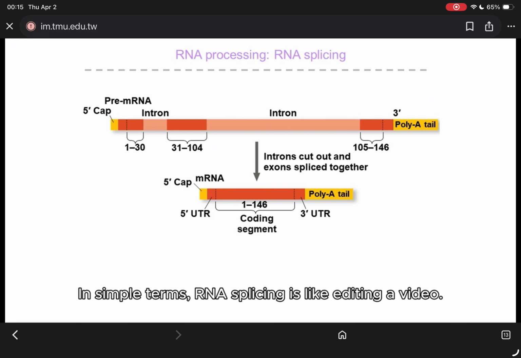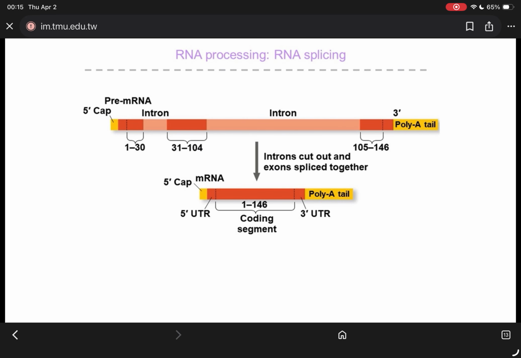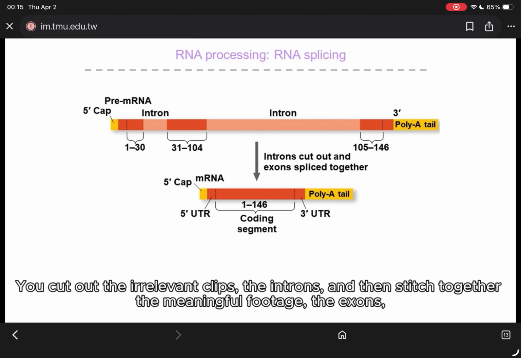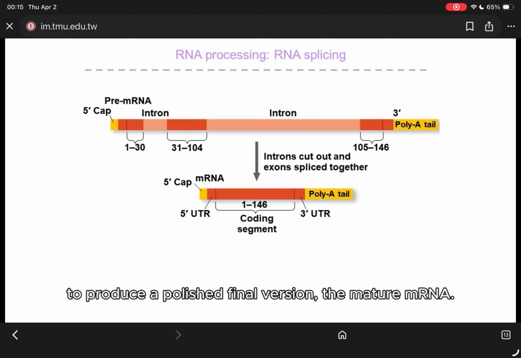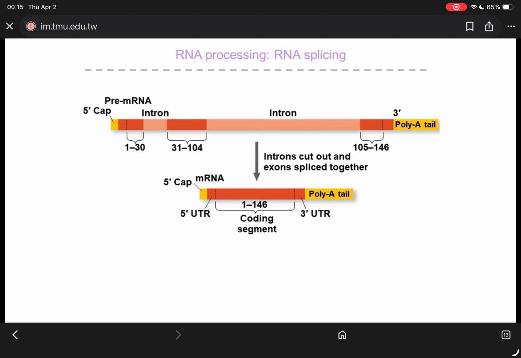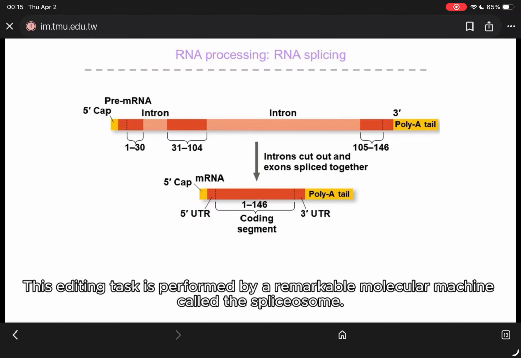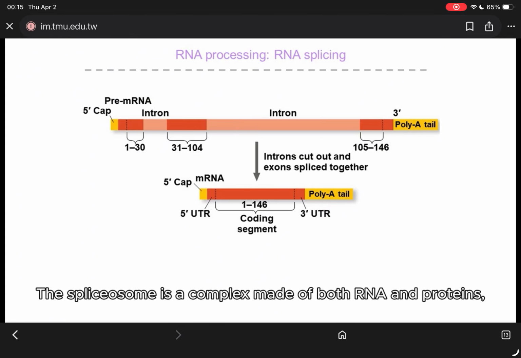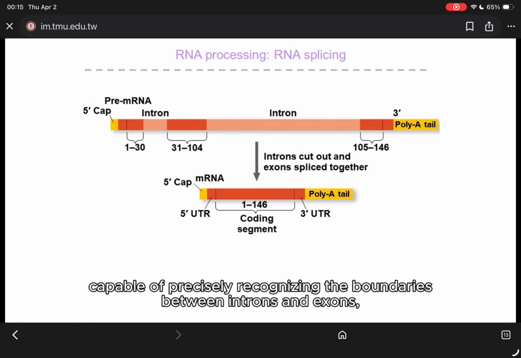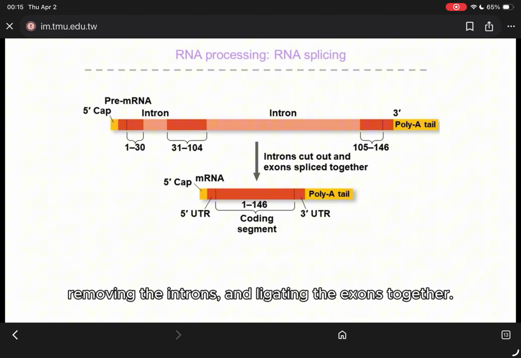In simple terms, RNA splicing is like editing a video. You cut out the irrelevant clips, the introns, and then stitch together the meaningful footage, the exons, to produce a polished final version, the mature mRNA. This editing task is performed by a remarkable molecular machine called the spliceosome. The spliceosome is a complex made of both RNA and proteins, capable of precisely recognizing the boundaries between introns and exons, removing the introns, and ligating the exons together.